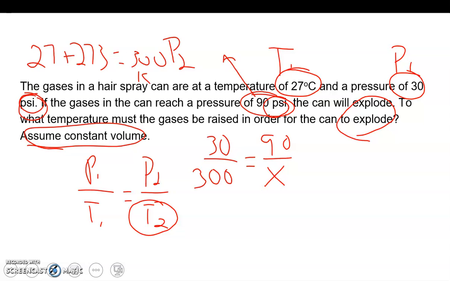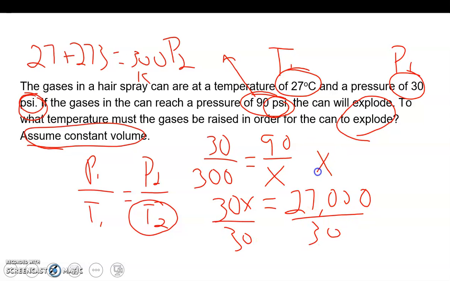And I want to solve for x. Once I'm there, I can just cross multiply. 30x is equal to 300 times 90. So I'm going to go 300 times 90, and I get 27,000. Divide both sides by 30, and I get 900 Kelvin.